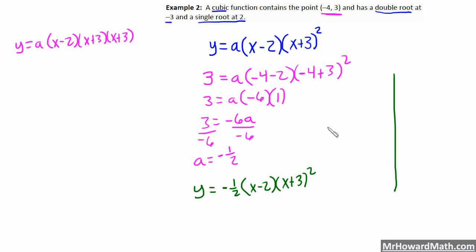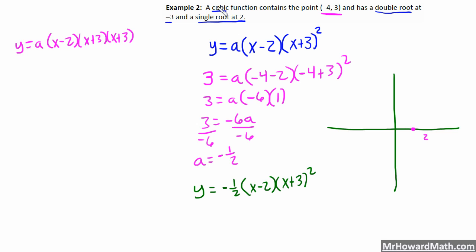All right, and that's pretty easy to do. We did that a lot in the first lesson. So let's go ahead and start by putting in the roots. So we have a single root at +2, so we'll put that in right there at +2.